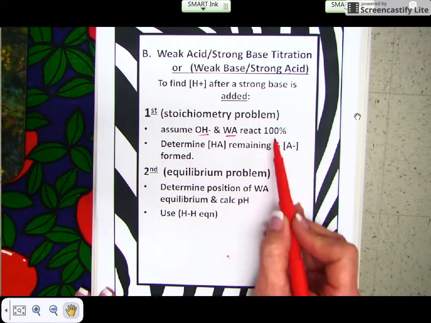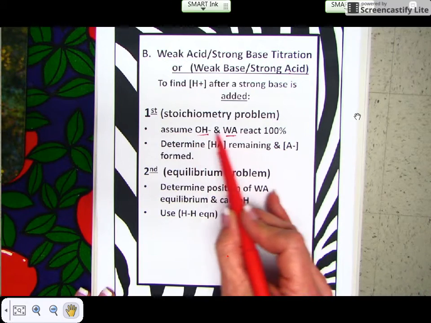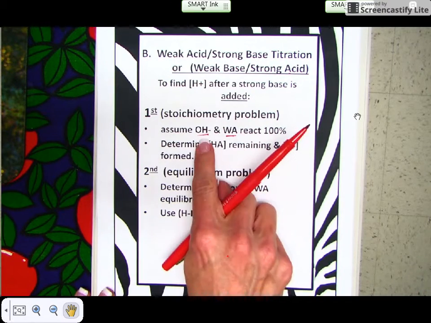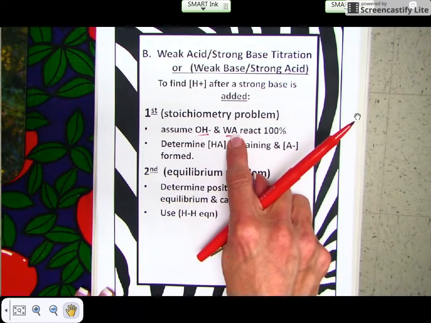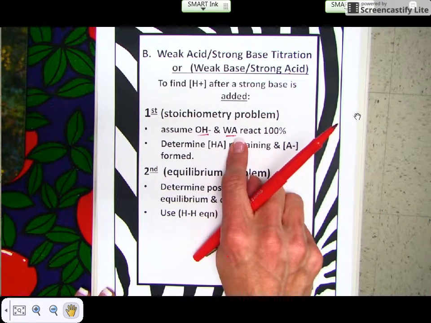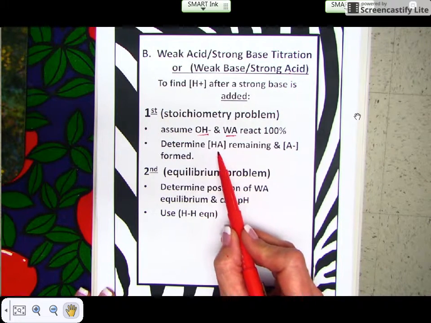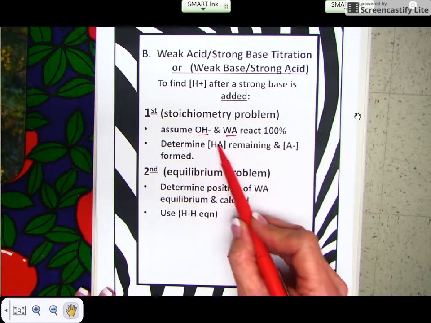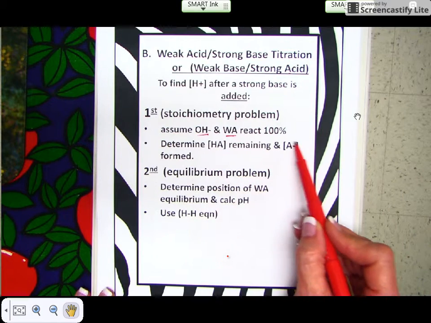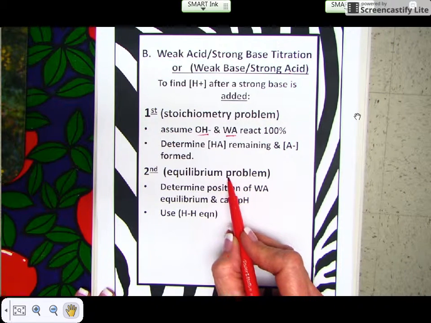This is just like what we did with the buffer calculations when you added a strong base to a buffer. Remember the OH got attacked by the weak acid in the buffer? This is the very same kind of calculation. You're going to react at 100%. Then you'll be able to determine the amount of the weak acid and the conjugate base that will form. And at that point, it's an equilibrium problem.